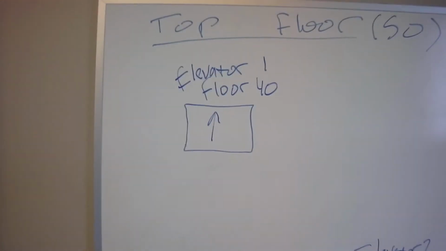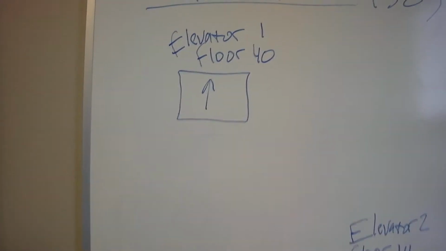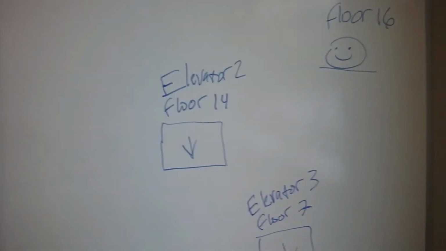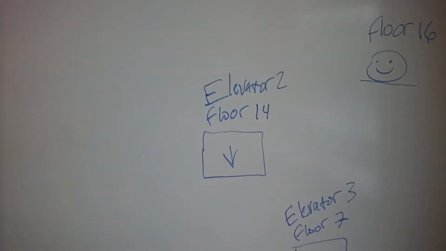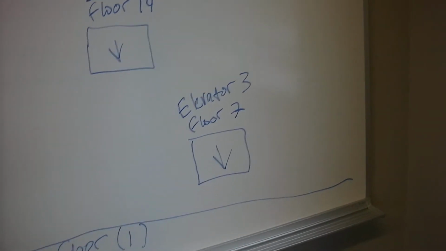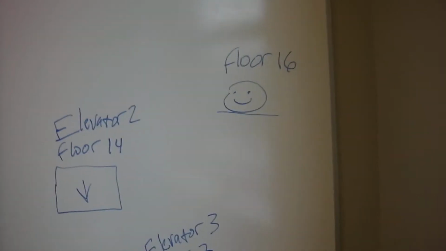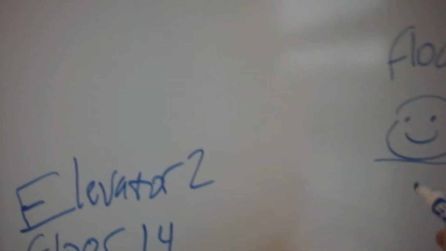Over here on the board, just to show an example, I've got 3 floors. I've got elevator 1 on floor 40, it's going up. I got elevator 2 on floor 14, it's going down. I've got elevator 3 on floor 7, and it's going down. And finally, I have the customer on floor 16. So I'll just draw a little line here to show the floor the customer's on.